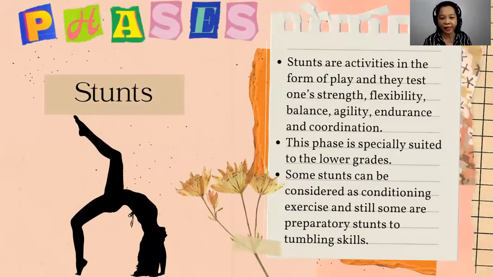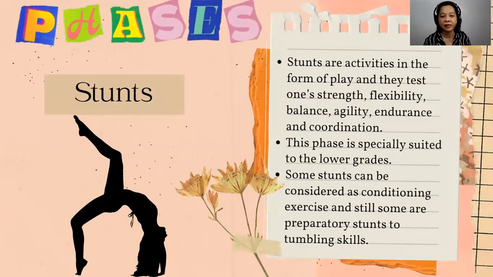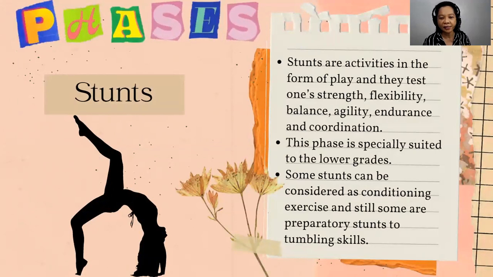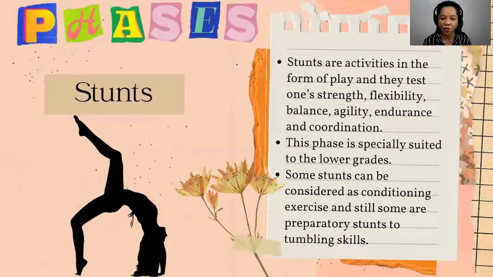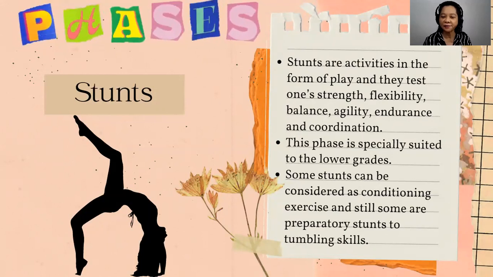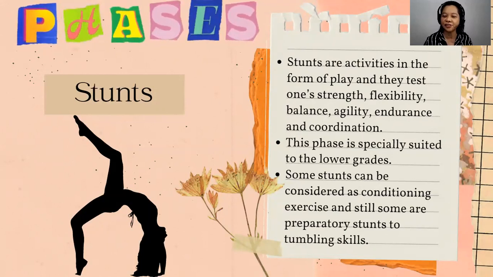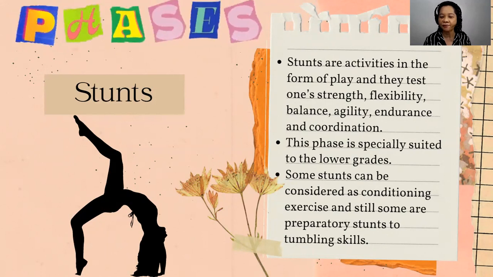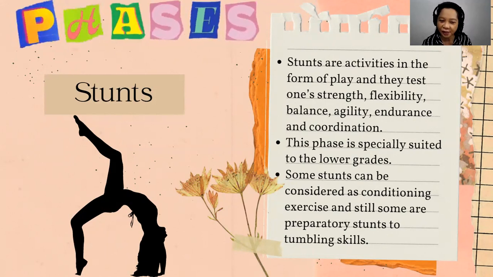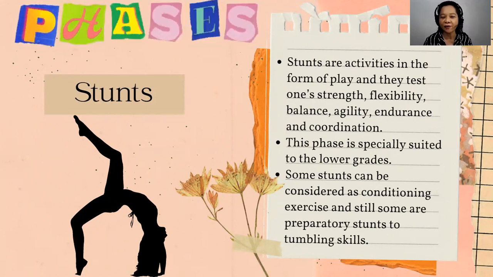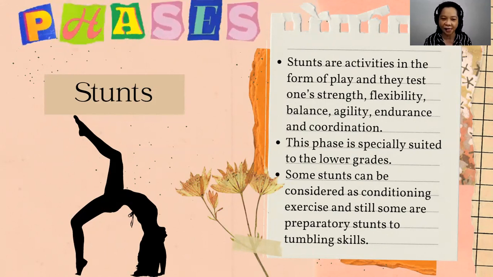They can do it in imitation, imitating the movement of animals, things, or anything that you can see. If you're going to imitate the movement, you can call it a stunt. Like for example, the wheelbarrow. Some stunts can be considered as conditioning exercise, and still some are preparatory stunts to tumbling skill. So if we imitate a movement, it is also considered a stunt. And this can also be a form of conditioning exercise.